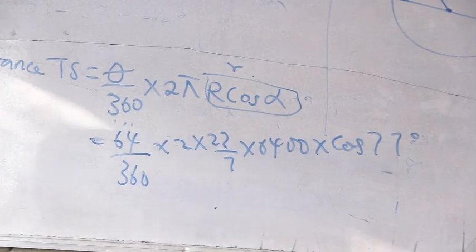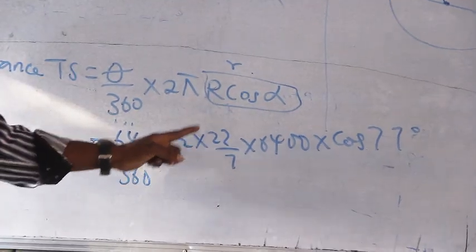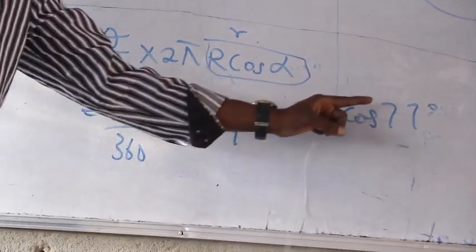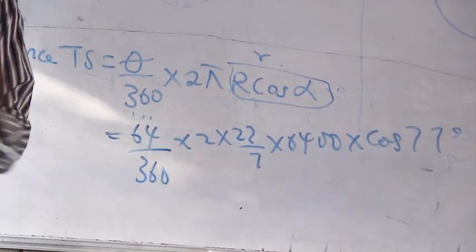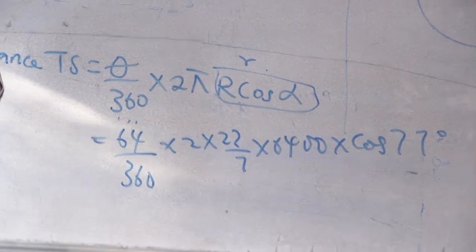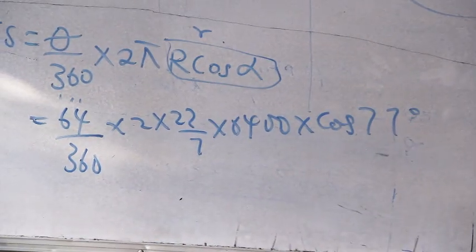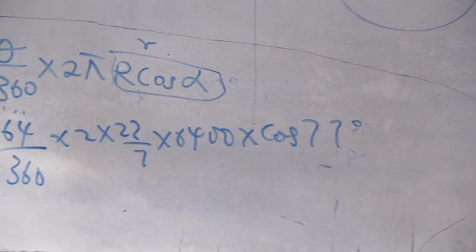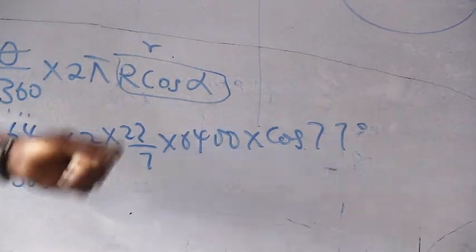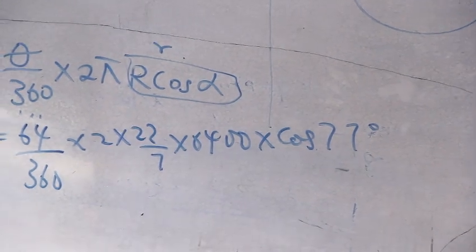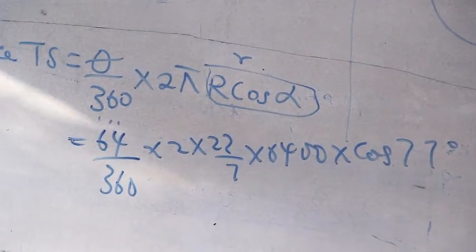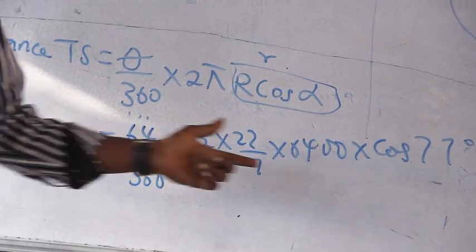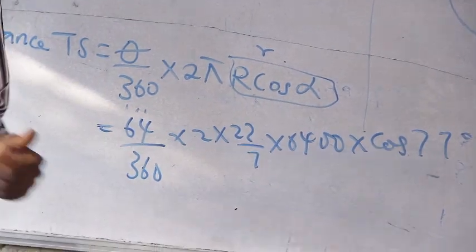But listen, if you want to calculate this one, 64 times 2 times 22 times 6,400 times cos 77 is 0 point something. Please don't press it directly, because if you press it directly, you are using all the values of that cos 77, and it will affect the answer. If you are using a 4-figure table, we have 4 numbers after the decimal point. So that's why we advise you not to use everything you have on the calculator.